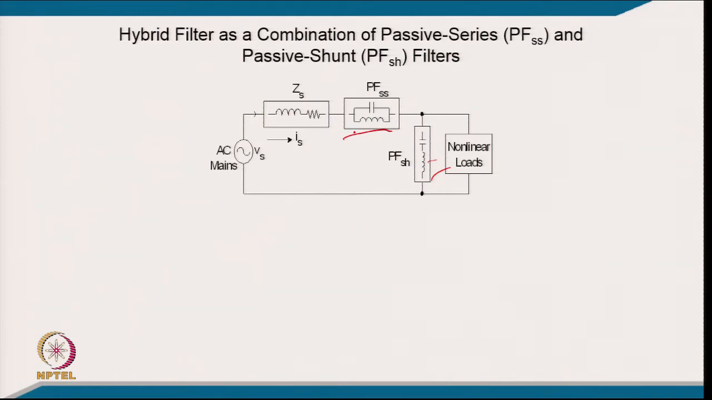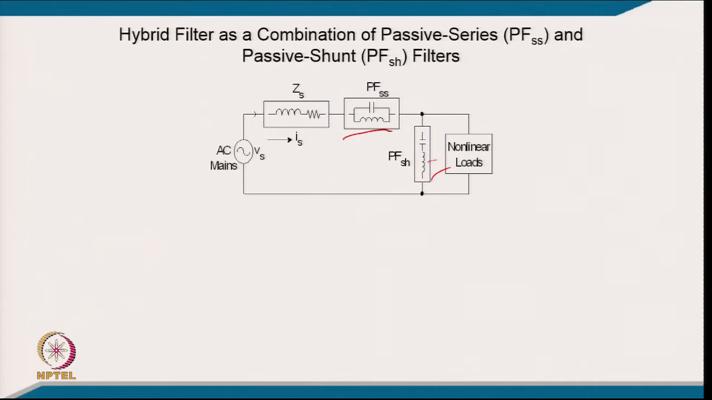What is the drawback of the passive series? It behaves as an inductor when connected in series with the line. So, the shunt filter at fundamental frequency behaves as a capacitor. It gives capacitive reactive power which can compensate the inductive drop of the series filter.